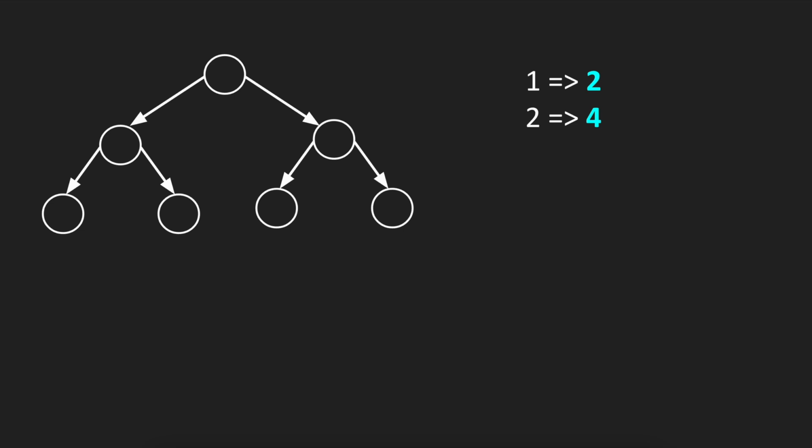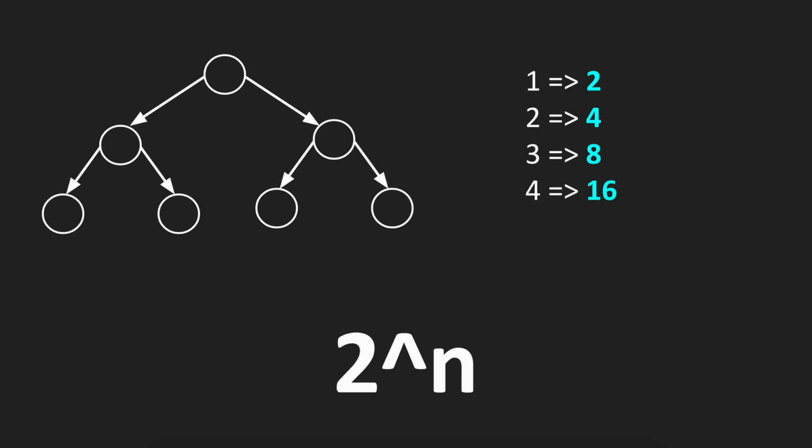So what's the time complexity in this case? If we have only one input, we are making two choices. If we have two, we are making 4 choices. If we have 3, we are making 8 choices. If we have 4, 16, and so on. Each new element will generate twice as many subsets. So our time complexity in this case is exponential, 2 to the power of n.